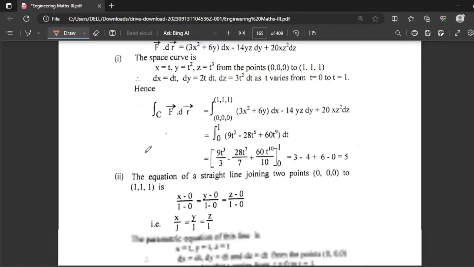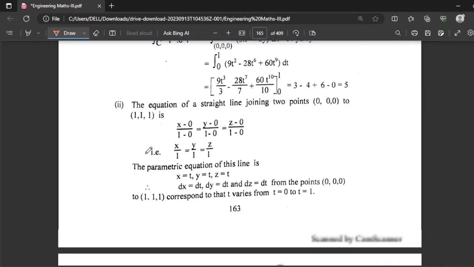The second part is the equation of a straight line joining 2 points 0 0 0 and 1 1 1. So let it be, and this be.